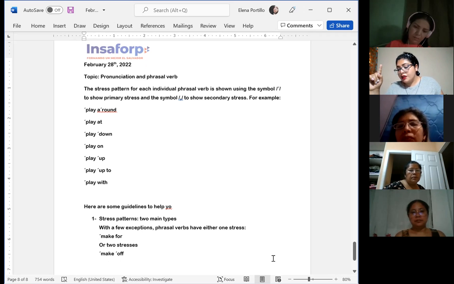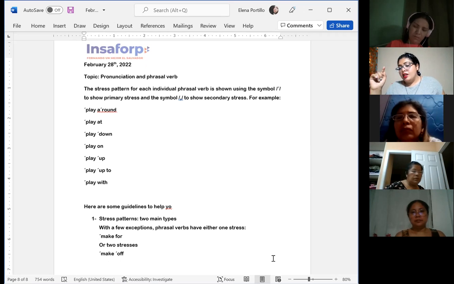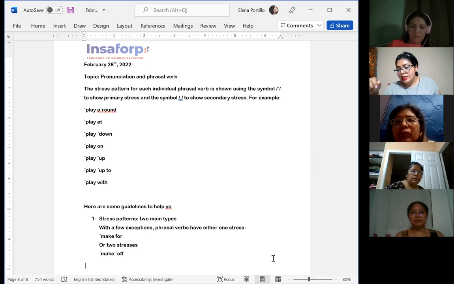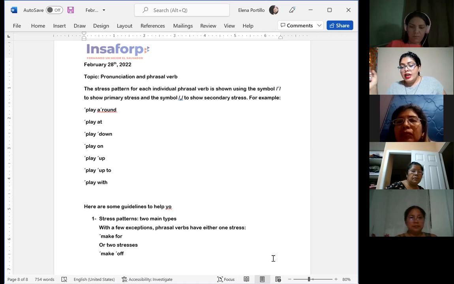Sometimes the same phrasal verb can have different stresses depending on its meaning. The dictionary treats these cases as separate phrasal verbs. We have the same example, live on. The animals live on bamboo shoots. And then we have another meaning of this one, live on. Long after her death, her memory lives on. And the dictionary takes them as separate phrasal verbs because of the meaning.